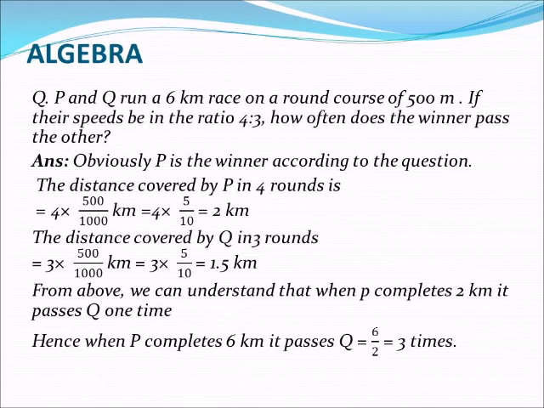In the question, there are two people who are in a running race of 6 km. They have to complete the 6 km running 500 meter round. Their speed ratio is also given, 4:3.